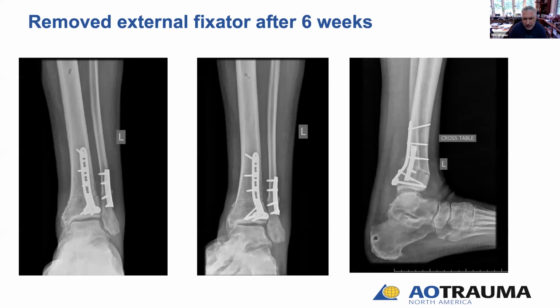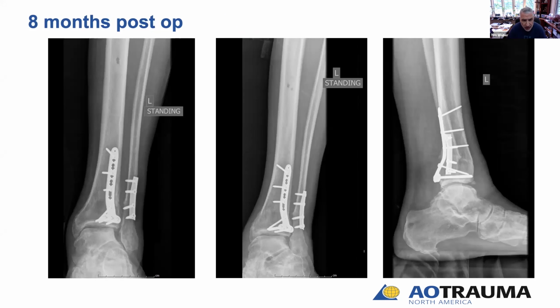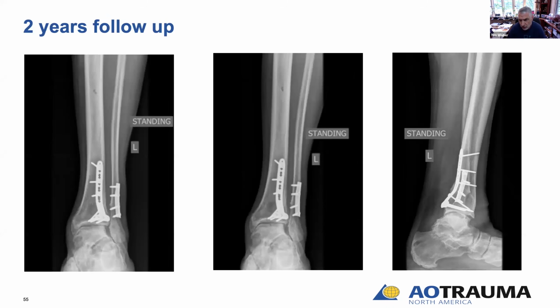We took the fixator off at 6 weeks, and honestly, I had a fair amount of chest pain when I saw this lateral here, wondering if we were ever going to be able to keep this talus back in the ankle mortise. But at 8 months, he's settled in nicely. Here he is at 2 years. We tried to get him back in, but he's now 70 years old, has not had any more surgery on this ankle, and doesn't really want to come in just because of the virus right now.